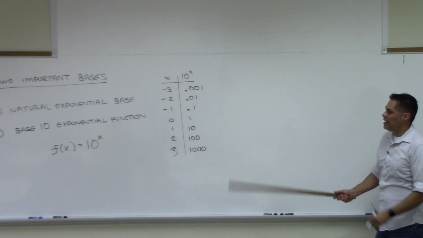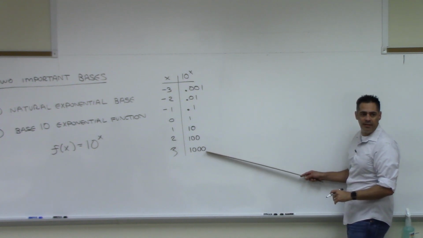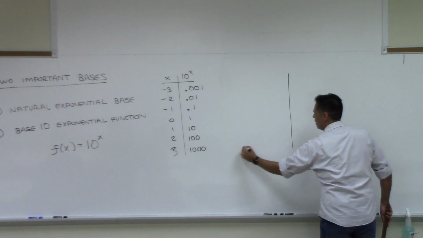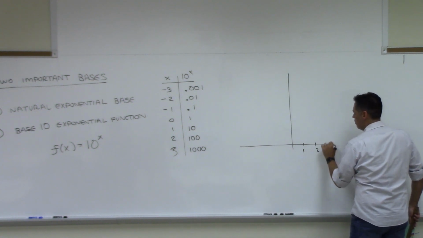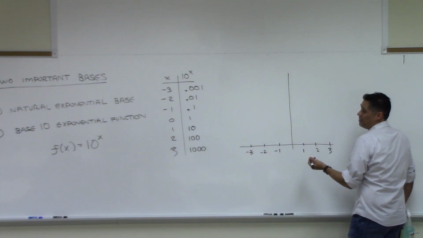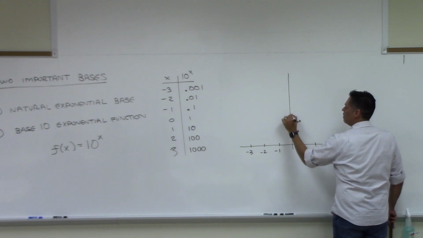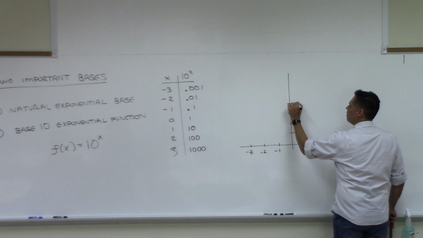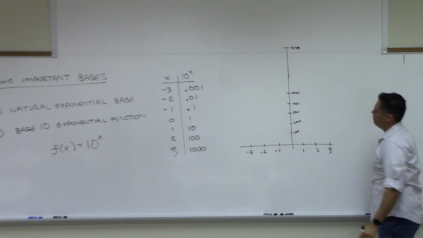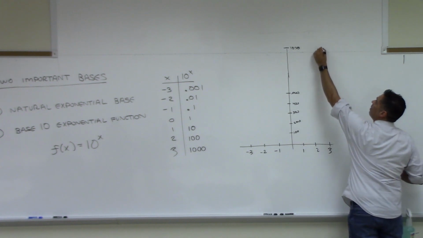And then if you plot these, do you see how fast that grew? I'm at 1,000 when I get to 3. I'm at 1,000 already. So my graph would have to look like, let's see, 1, 2, 3, -1, -2, -3. And then I need to be at 1,000, so maybe I'll count by hundreds. 100, 200, 300, 400, 500. You get the idea, right? Way up here is 1,000. So at 3, I'm way up here at 1,000.